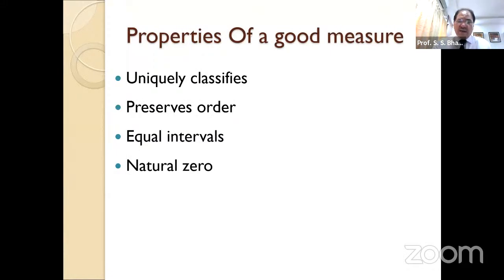Second, it preserves order. That means it preserves the order of values, lowest to highest or highest to lowest. It can order products, people, or services based on their characteristics, like people based on height. A person who has a particular height, then a taller person, then one taller than him. That means they can be arranged in rank order. Preserves order means that rank order can be assigned to the people, products, or services being measured. Their rank order can be decided. So that is the second property of a good measure.